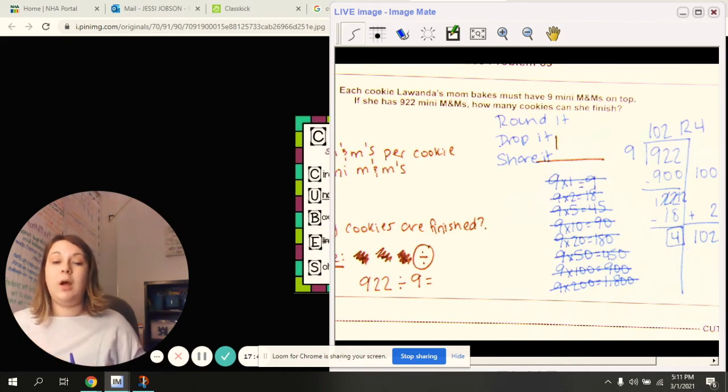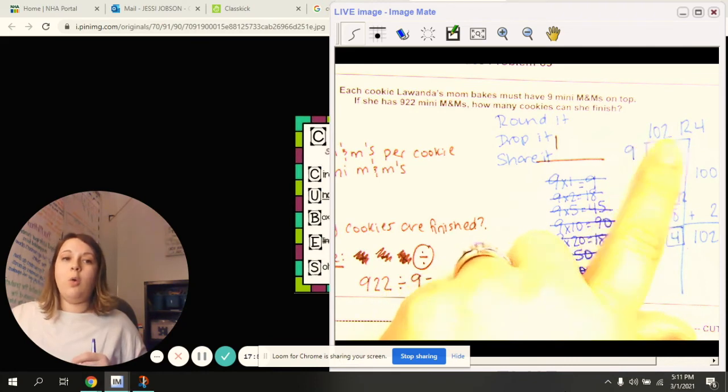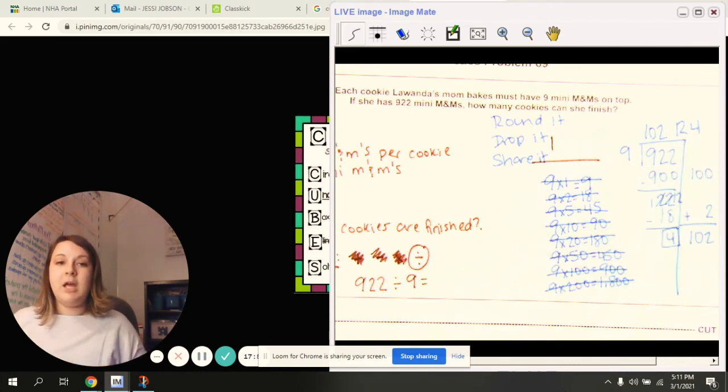This is when you drop either the answer, like 102, or you drop the remainder. You drop it when you have to have equal groups. So a lot of times for drop it, they'll use the vocabulary in the problem saying that they are equal groups. They'll be very specific.